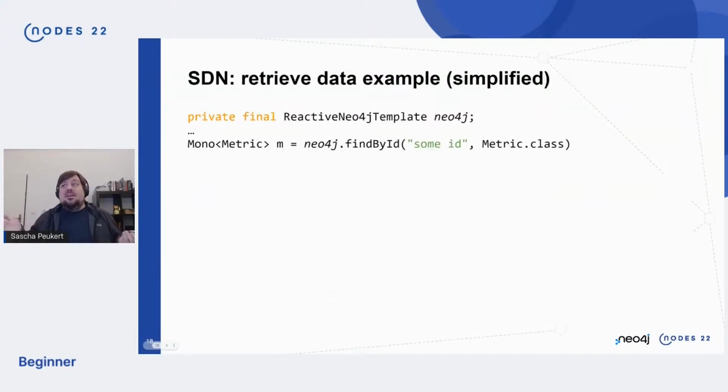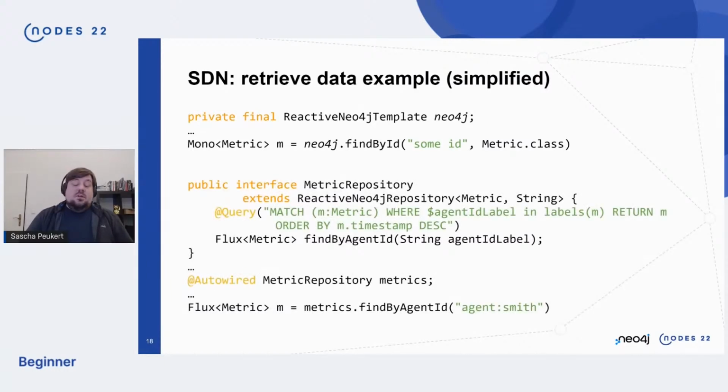And the same way, I can just retrieve it. I can take the template, say find by ID, and get that very data point back. Obviously, you don't want to do that with metrics, ask for a certain ID, right? So you can also have repositories and run Cypher queries on them, and then put them into specified methods. You don't have to read all of that, but you can just do that.